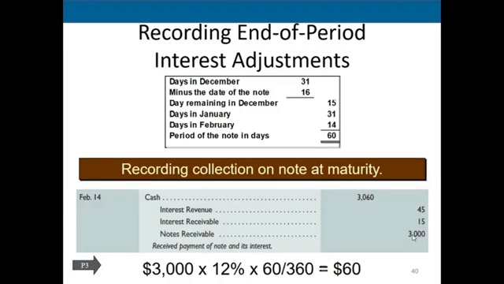What about the next accounting period when we actually collect the note? We're going to collect a total of $3,060. 3,000 times 12% times 60 over 360 days is $60 in interest revenue. So we collect $3,060, we take the notes receivable of $3,000 off the books, but remember, $15 of that interest we booked in a receivable back on December 31, so we have to take that off the books. The remaining $45 out of $60 is interest revenue in this new year.